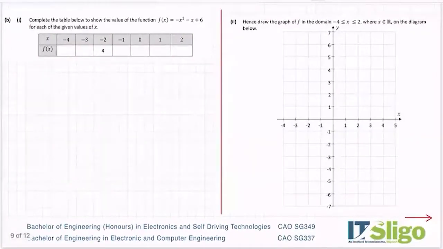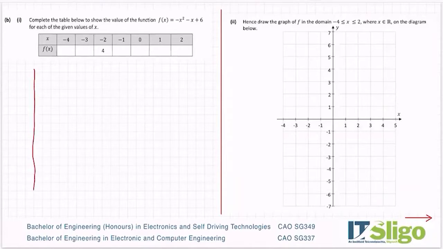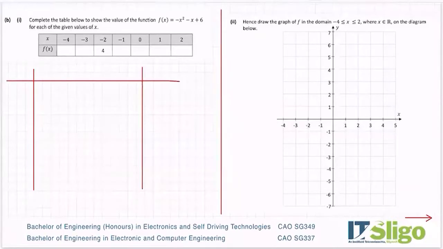Okay, part B then was functions by the looks of things. Complete the table below to show the value of the function f of x equals -x squared minus x plus 6 for each of the given values of x. Okay, let's have a look at this one, okay? So in many cases, we develop a table as such. We would put our x values down here, -4, -3, -2, -1, 0, 1, and 2.